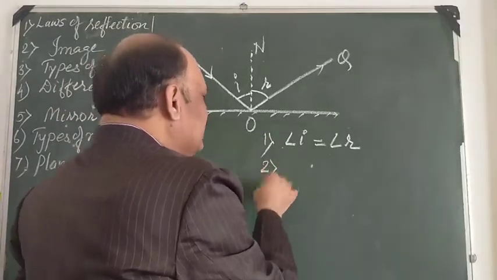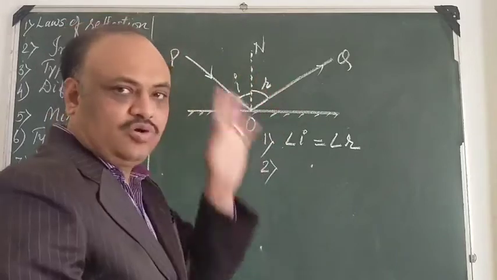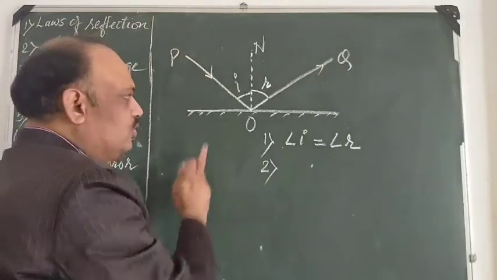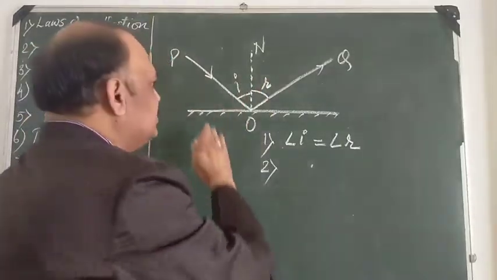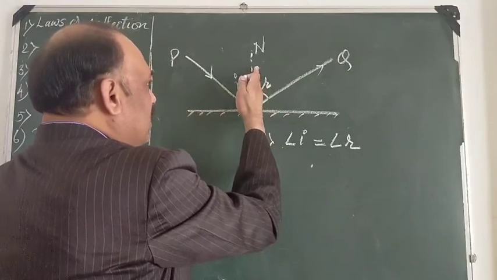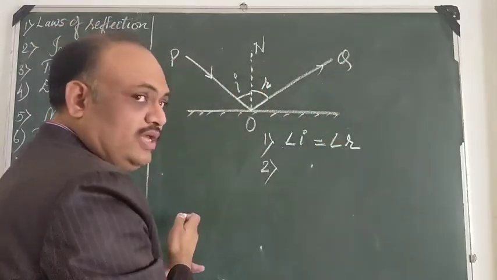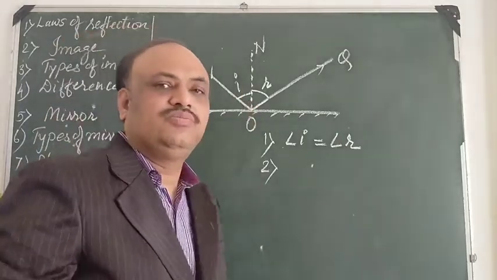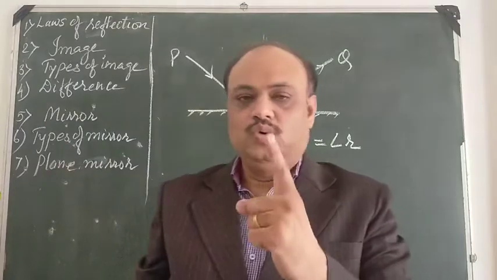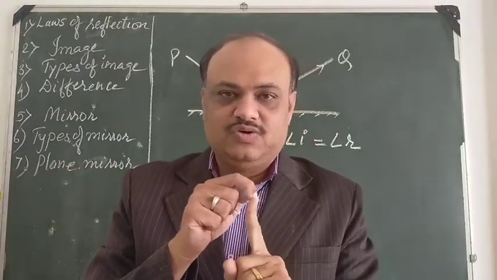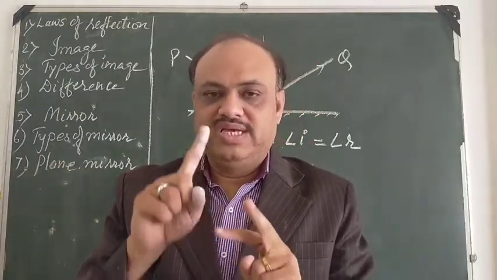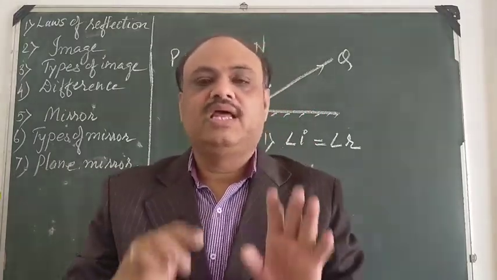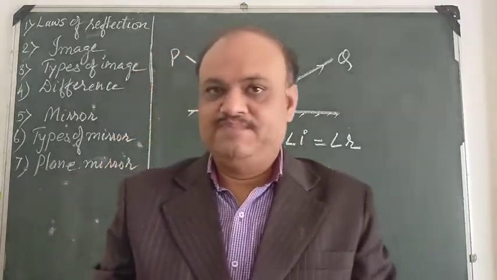Second law, incident ray, reflected ray and normal lie in the same plane. We can see here in the plane of the board all these three are present. Means incident ray, reflected ray and normal are lying in the plane of the board, that is in the same plane at the point of incidence, and hence that has become the second law of reflection. So there are two laws. Number one, angle of incidence is equal to angle of reflection, and number two, incident ray, reflected ray and normal lie in the same plane at the point of incidence.